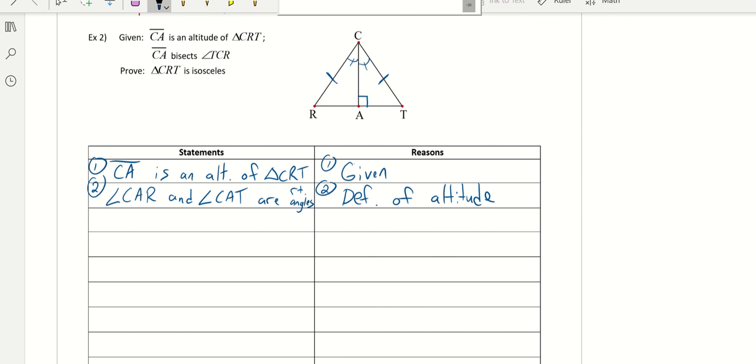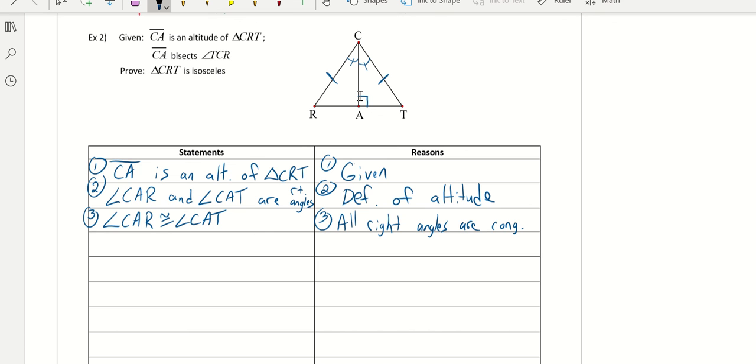All right, well, if CAR and CAT are both right angles, what do we know about them? Again, we're trying to prove the two triangles are congruent. If the two triangles are congruent, we have to have congruent angles and congruent sides. So angle CAR is congruent to angle CAT. How do we know that? All right angles are congruent. There you go. All right, so we've got one pair of congruent angles.